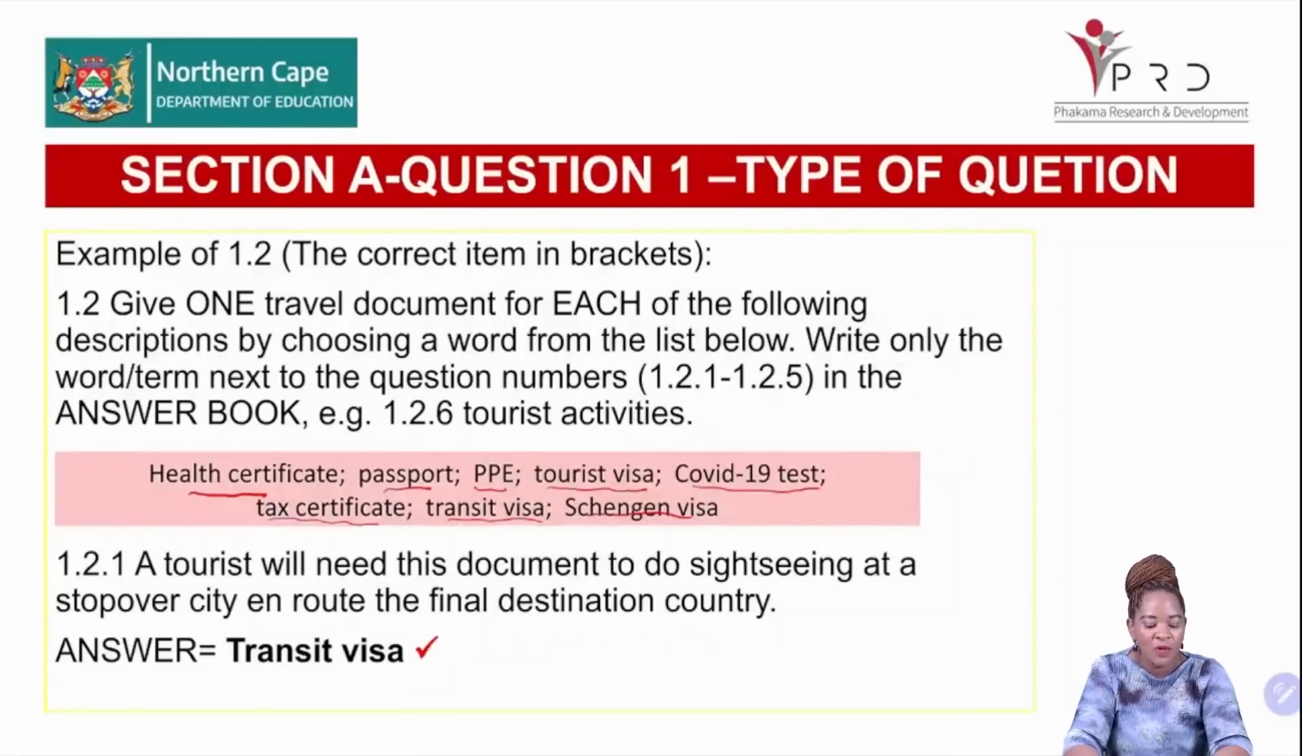So what is the question here? The question says a tourist will need this document to do sightseeing at a stopover city en route to the final destination. Obviously, that will be a transit visa. Remember, you can also use a transit visa for a stopover at the airport before you proceed to the final destination. So that will be a transit visa.